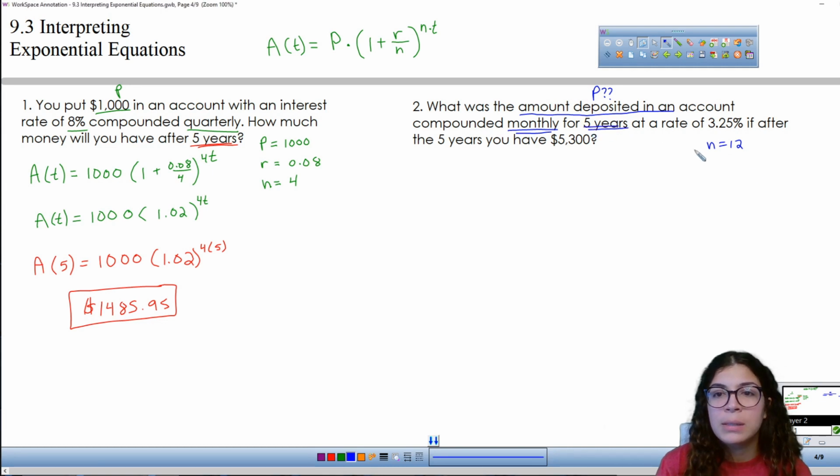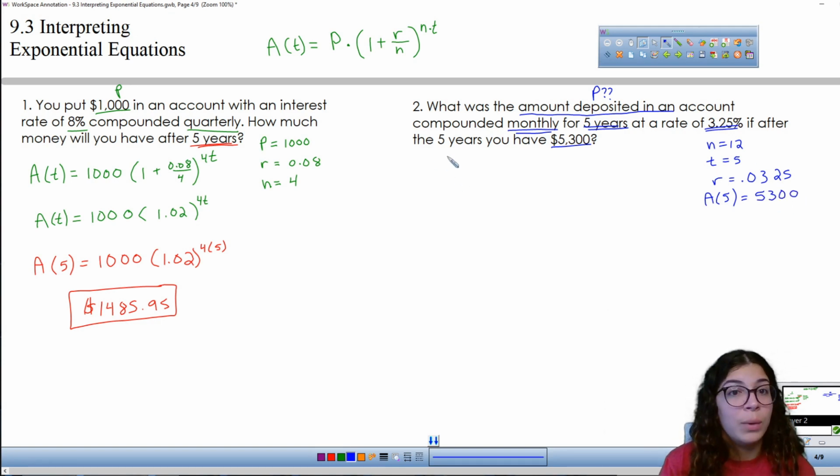And we do know the time, T is 5. And we also know the rate as a decimal, 0.0325. Of course, 5 years, we already know that the time is 5 years, but we know the amount that we have after it, right? Which is A of T. We know the output, A of 5, I should say. After 5 years, we had $5,300. So, what's the equation? Well, the output, how much money I had in the account was $5,300. The principal amount is what I don't know, so that'll be my variable.